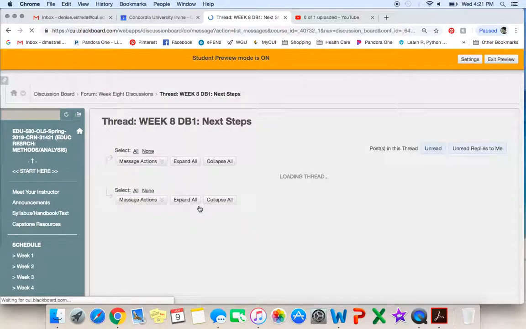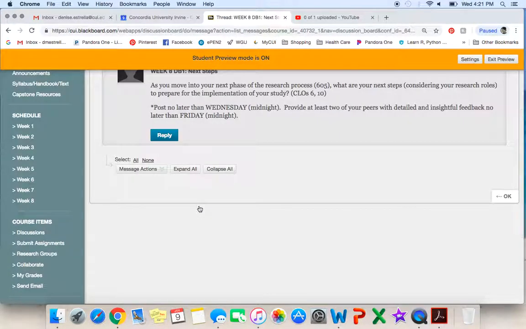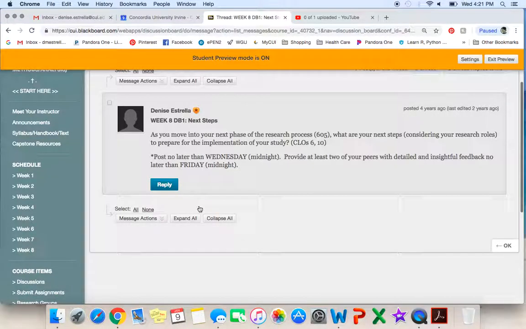And this week's discussion prompt includes next steps. So as you move into your next phase of the research process, which is our next course, 605, we'll all be together. What are your next steps, considering your research roles, and what are your next steps to prepare for the implementation of your study?